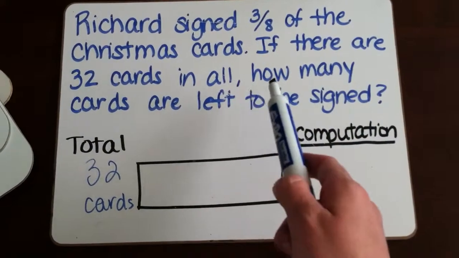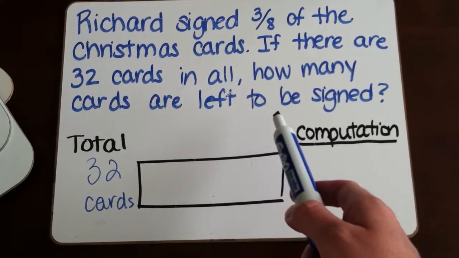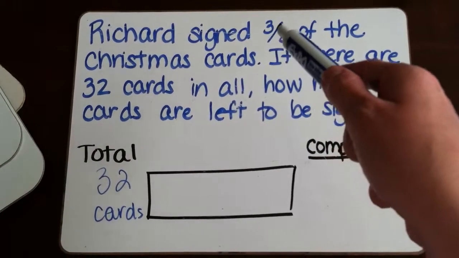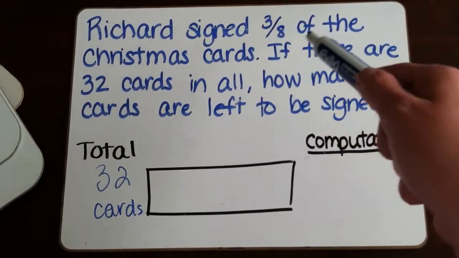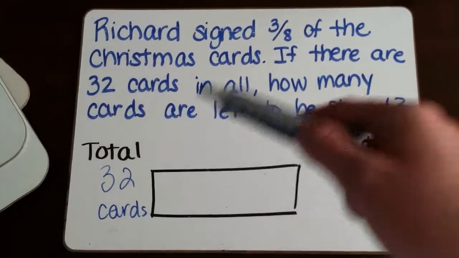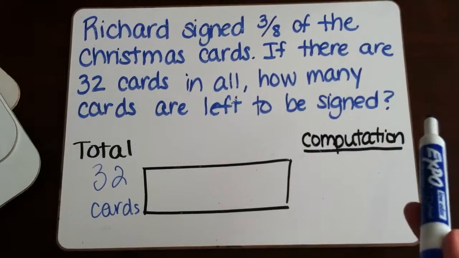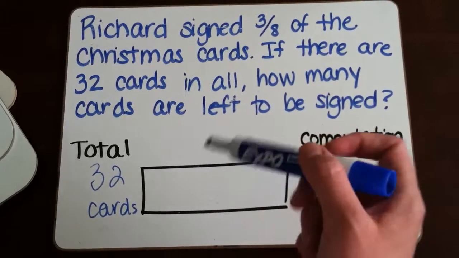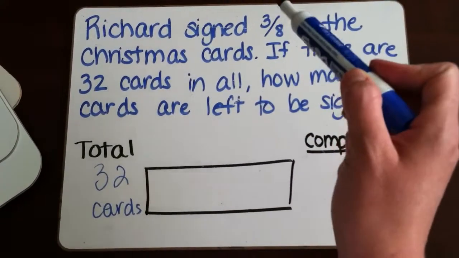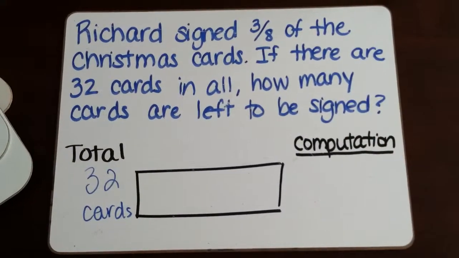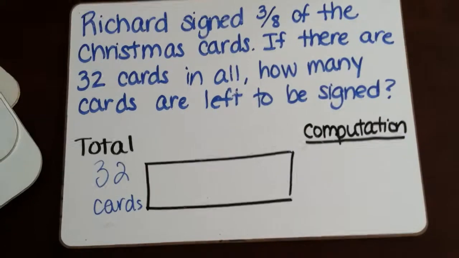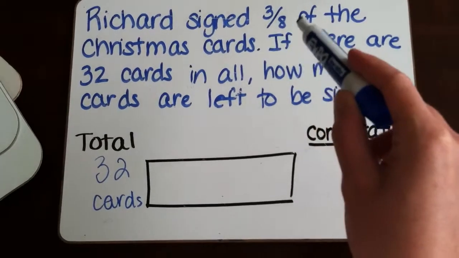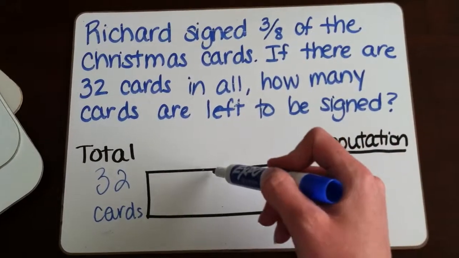Okay, our final question is, how many cards are left to be signed? Well, we need to know what's left. Well, what are we given? We're given what's actually signed. So we need to find what 3/8 of 32 is, to figure out what's left. So let's figure out what Richard signed. 3/8 of 32. Okay, well, I'm used to the unit fractions, like 1/8, 1/4, 1/2. When I dealt with those, I would cut the whole into the same number as the denominator. So I'm going to do the same thing here. There should be 8 pieces in my whole.